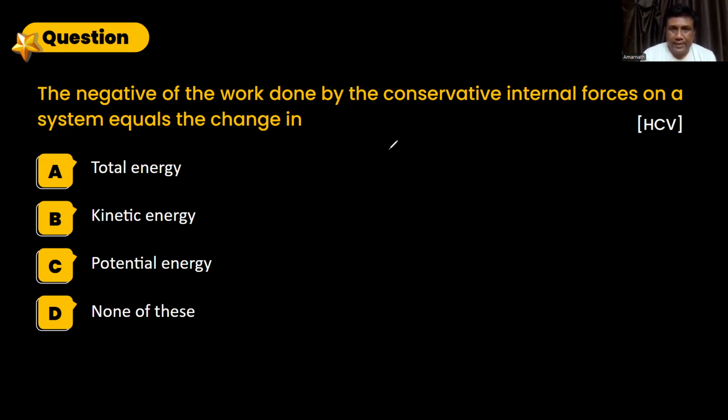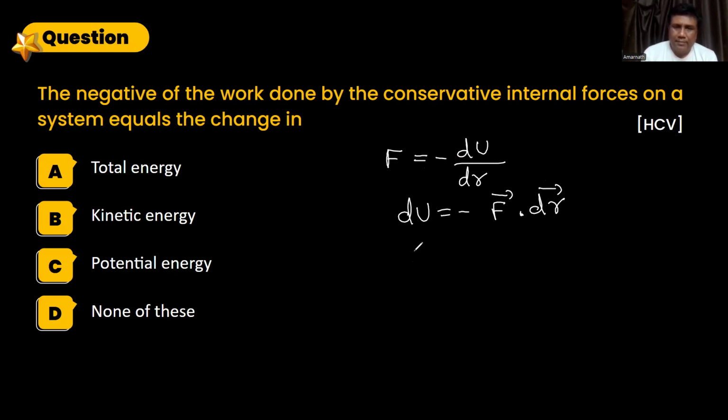See, we know that F equals minus du by dr. So du equals what? Minus F dot dr. Force is a vector, displacement is a vector, so obviously it will be a dot product only. But if I calculate delta u, I have to integrate it.